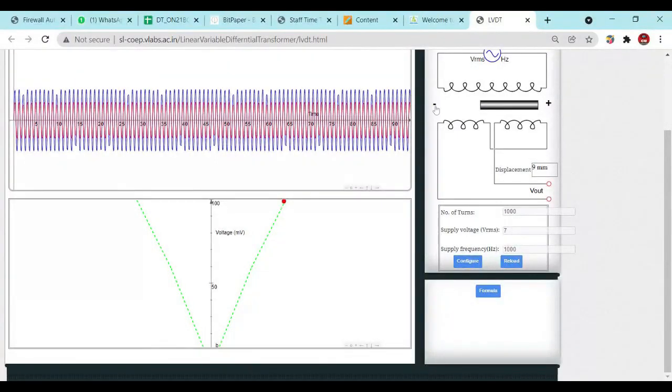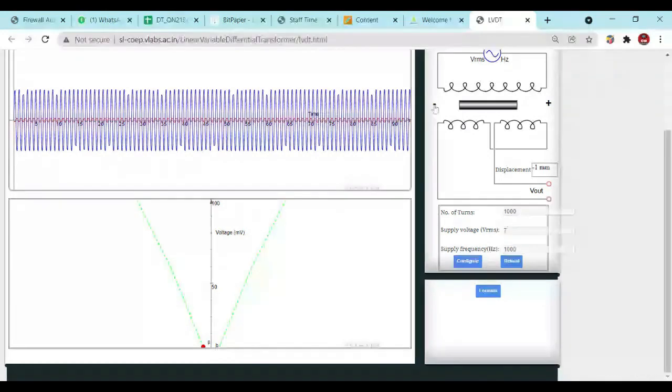When you move this core toward the left hand side, what will happen? You will see this red dot is moving backward, which means your displacement is decreasing. When you make this particular core at the center level, its voltage level and displacement are 0.